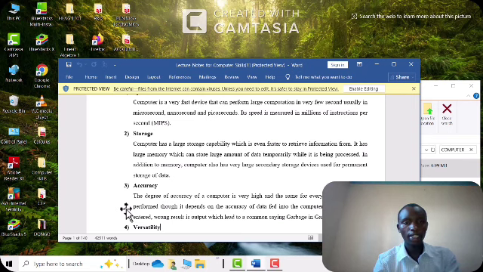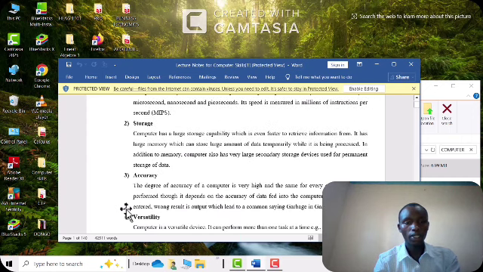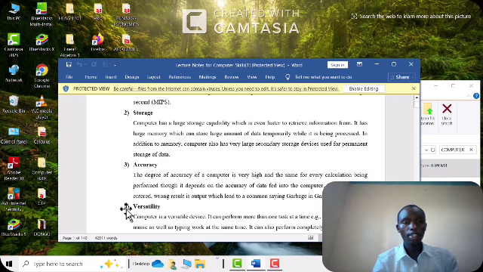The third characteristic of a computer is that it is very accurate, or it has a high degree of accuracy. A computer has a high degree of accuracy, and the same holds for every calculation performed through it. It depends on the accuracy of the data fed into the computer. If wrong data is entered, a wrong result is output, which leads to a common saying called garbage in, garbage out.